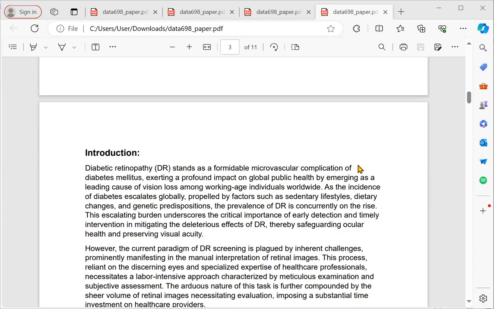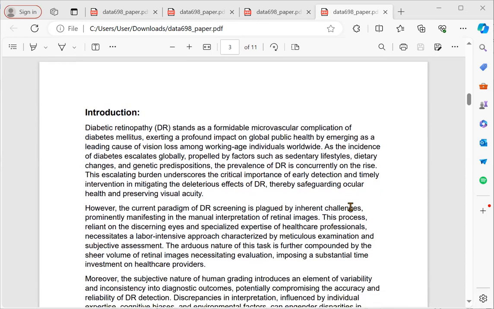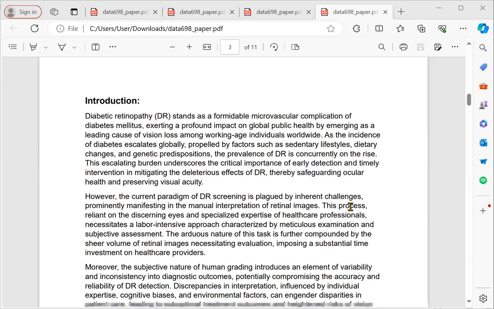What is retinopathy? It basically stands as a formidable microvascular complication of diabetes mellitus, exerting a profound impact on global public health by emerging as a leading cause of vision loss among working age individuals worldwide. As the incidence of diabetes escalates globally, propelled by factors such as sedentary lifestyles, dietary changes, and genetic predispositions, the prevalence of DR is concurrently on the rise. This escalating burden underscores the critical importance of early detection and timely intervention in mitigating the deleterious effects of DR, thereby safeguarding ocular health and preserving visual acuity.